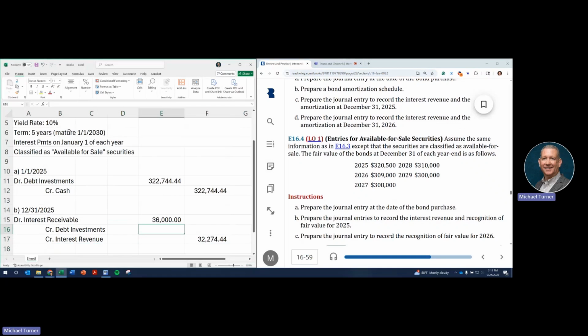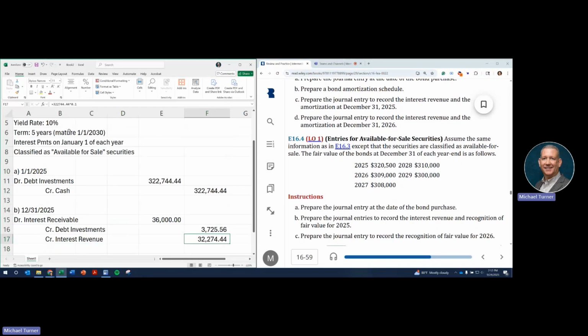$32,274.44. Therefore, just like we did when we issue a bond, in this case, we purchased a bond and we're going to amortize based on the difference between the interest receivable and the interest revenue. And that is going to be a credit. Move to the credit column. And I subtract the difference between $36,000 of interest receivable and $32,274 of interest revenue. And I get that my amortization to the debt investments is $3,725.56. That's the first part of the request for this problem, to record the interest revenue.